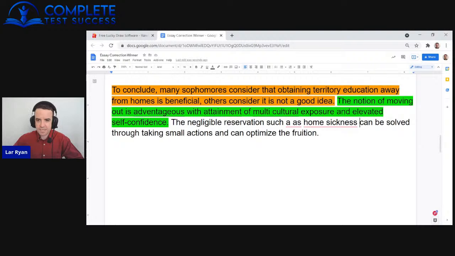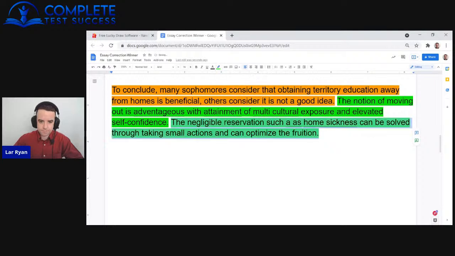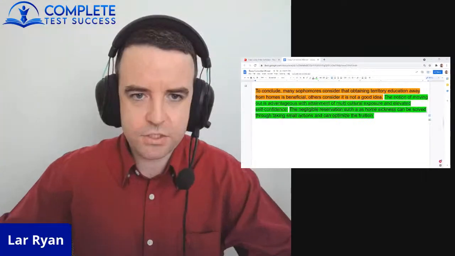And there's an attempt to say that the negligible reservations, that's not enough to say if the advantages outweigh the disadvantages. So it's quite unclear as well. Okay. So that is the correction.